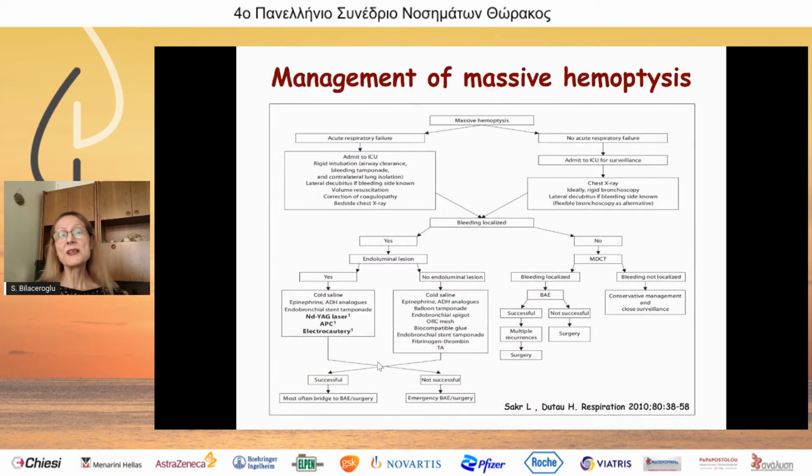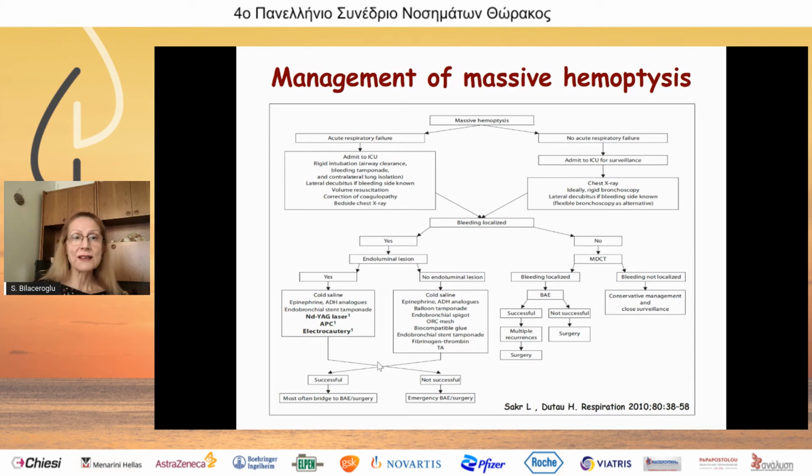This is a very busy algorithm. I won't go over it completely, but I will try to touch the interventional part of it. Whenever there is massive hemoptysis, ask, is there acute respiratory failure? If there is acute respiratory failure, admit the patient to ICU, use rigid intubation, rigid bronchoscopy, clear the airway, tamponade the bleeding, and isolate the contralateral normal lung.